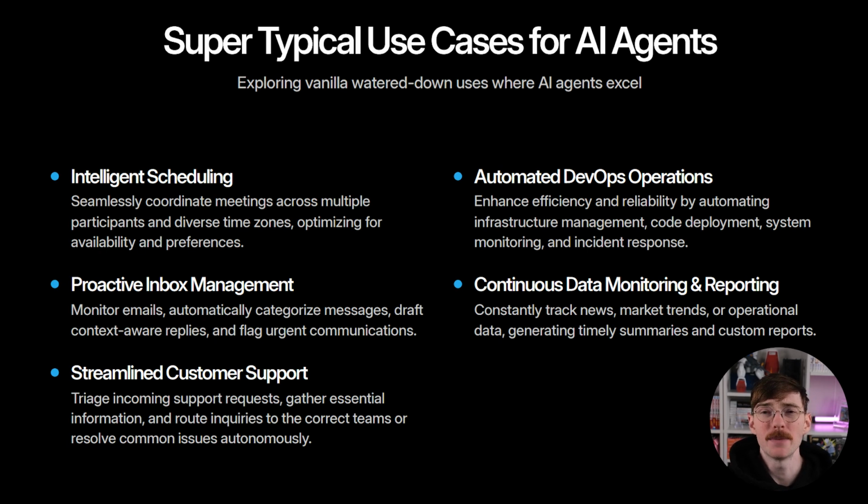So what are these super typical use cases? I make a joke here. These are kind of the vanilla, watered-down ones. We will go through this channel and talk about some more fun, experimental, crazy ways you can use AI and workflows. But let's start with the most common examples being implemented right now.